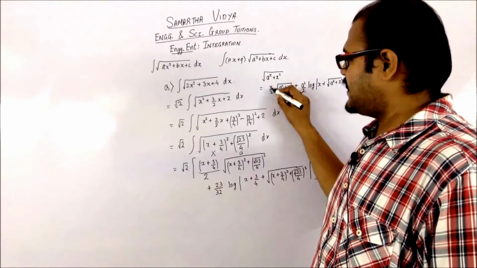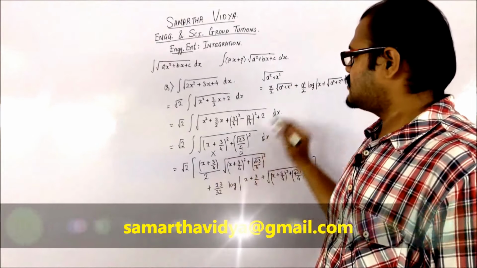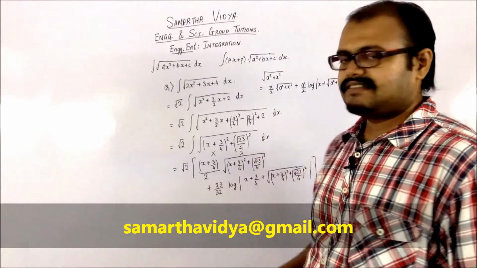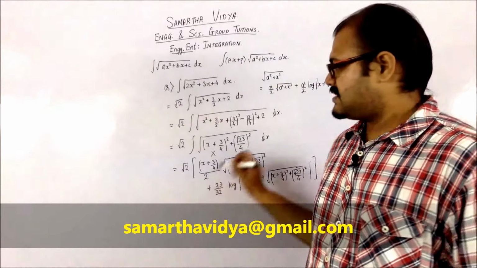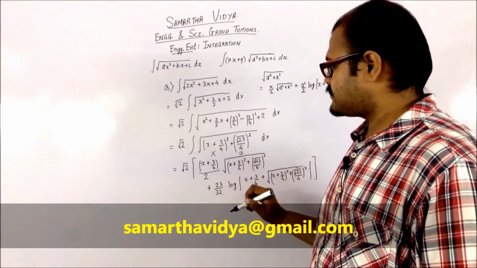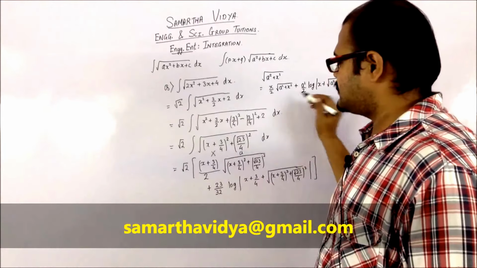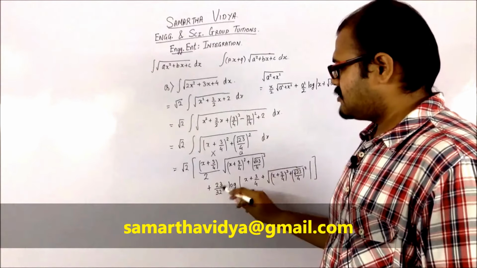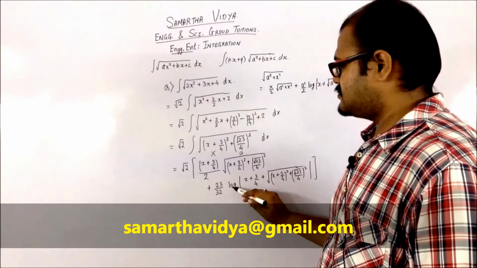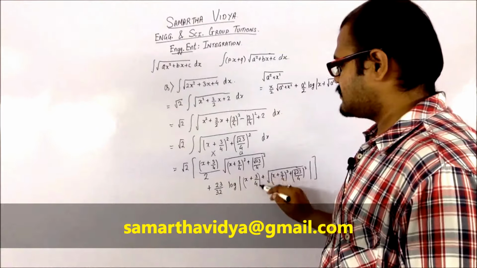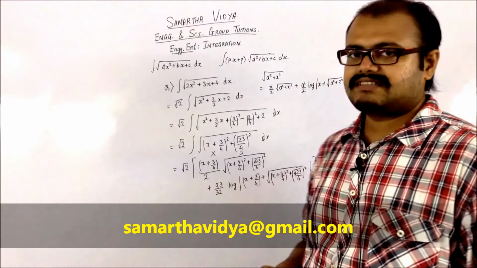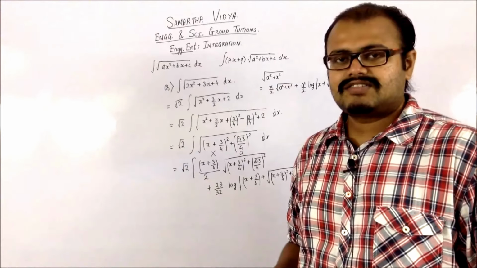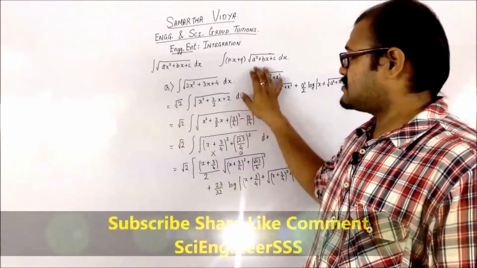In this case, my x is nothing but x plus 3 by 4, and a is nothing but root of 23 by 4. You need to just apply that in this particular formula. So it's x by 2 root of x square plus a square, plus a square by 2 log of x plus root of x square plus a square. You need to just simplify this, and you will get your final answer. So let's go for the next problem, which will be based on this particular topic.